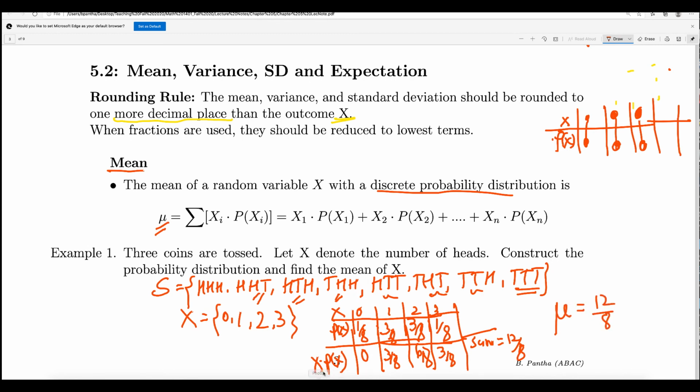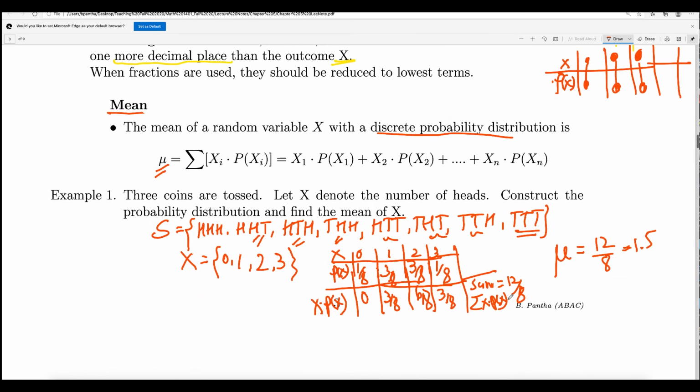This sum is denoted by the summation of x times p(x). The sum of these, summation x times p(x), is 12/8, which is 1.5. I consider one decimal place because the random variable x has no decimals, right? So you need to take up to 1 decimal place for the mean. So this is how you find the mean. Let us do another example.